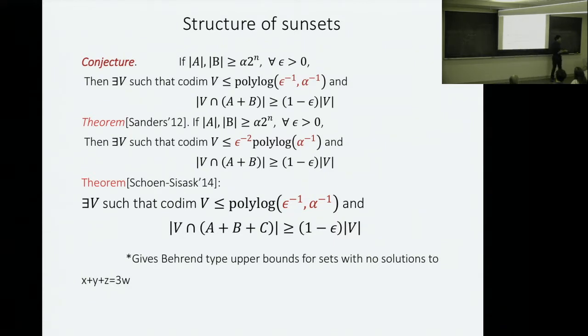You say there is a subspace of codimension polylog of alpha inverse, such that a translated subspace intersected with A plus B plus C, divided by the size of the subspace, is greater than 1 minus epsilon. So how many of these do you find? Just one, or lots of these? I think all of this here, but I think you can say that for many x, so x belonging to a set S, where the size of S is roughly like 99% of B or something, I think.